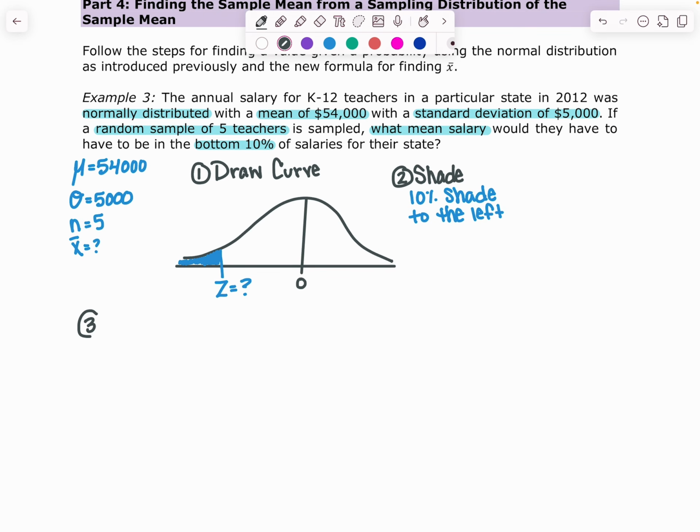So step 3 is to use Excel to find the z-score. And this is the same as well. This is going to be equals NORM.S.INV. And this area was 10%, and it's already to the left, so we don't have to do any division or 1 minusing. So it's just 0.1, and that gives us negative 1.2816 for that z-score.